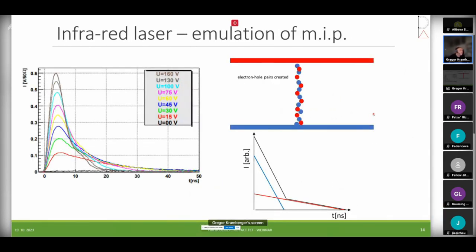Of course, now if you want to simulate your minimum ionizing particle, this is what you measure, and you have to use the infrared, so 1060 nanometer wavelength, and what you see here is this triangular shape. This is coming from electrons, this is coming from holes, and the sum of both is the red, and this is the triangular shape you see.